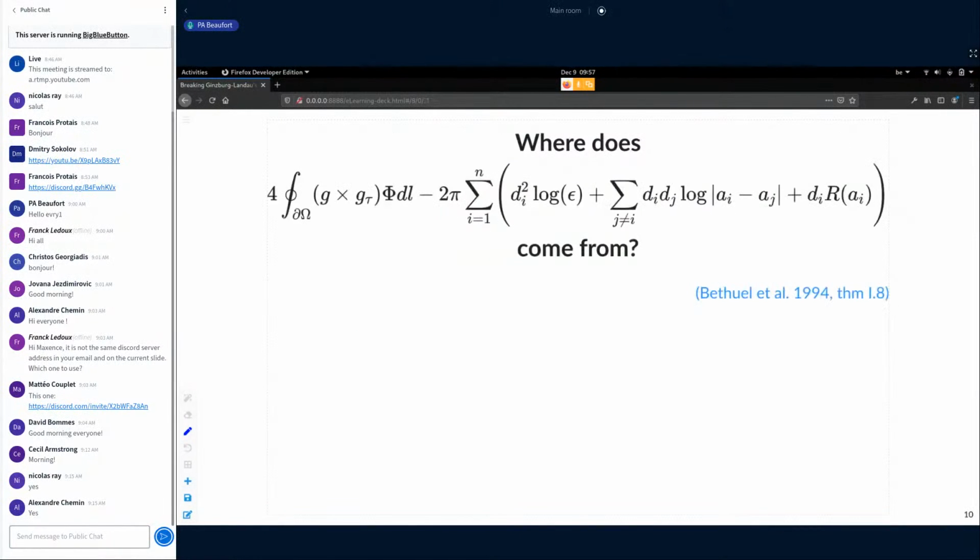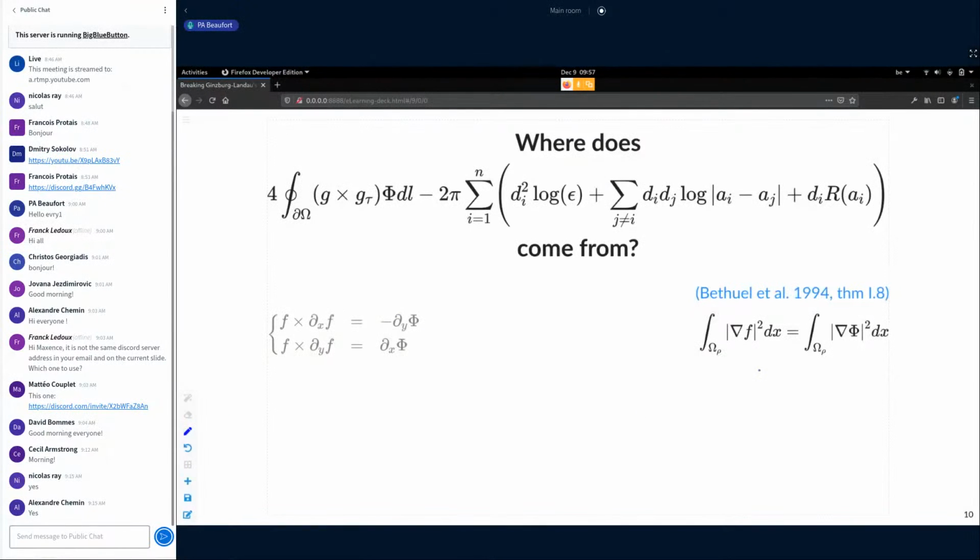Okay, but still, there is some question about this expression. Where does it come from? So I'm going to just summarize the key steps to get it, but everything is in the book of Bétulay. So basically, you know that the gradient of your cross field corresponds to the gradient of the phi function, because of those expressions. So we know that.